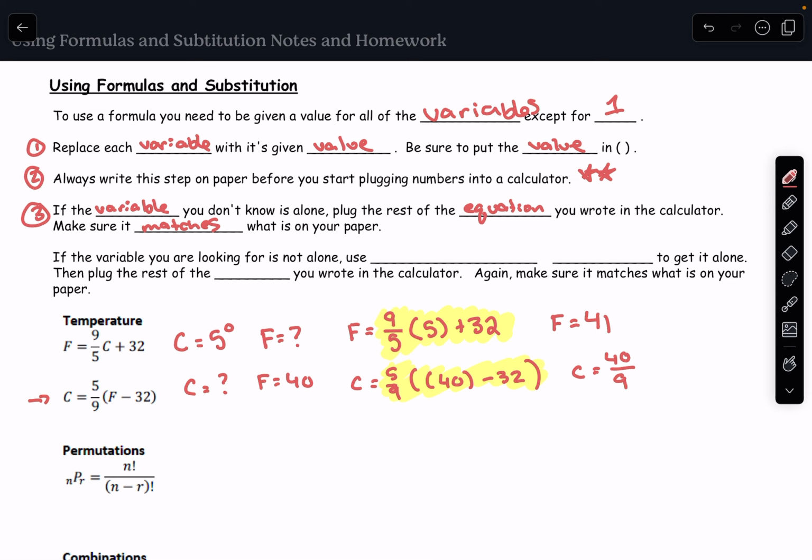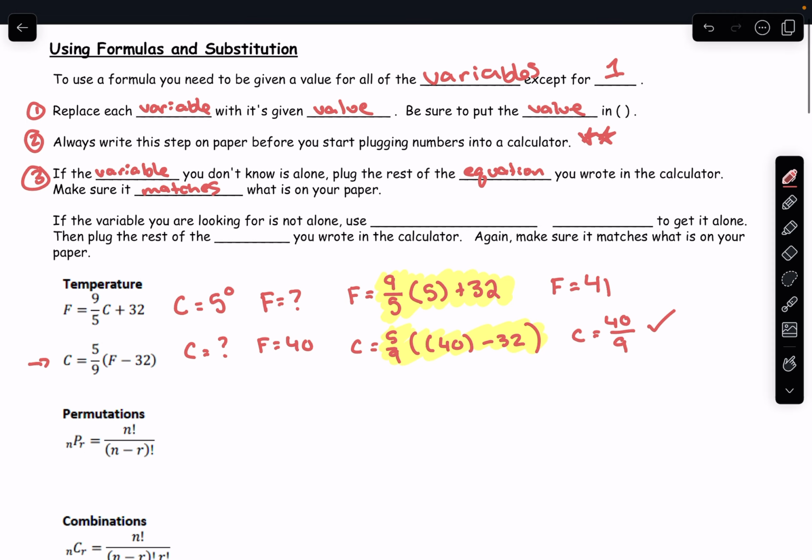Numbers don't always come out nice. You are more than welcome to turn that into a decimal, mixed number, however you want. I love this answer because it's precise, it's clean, and I'm okay with that. So you don't always have to reduce in this class unless something tells you to, but you're welcome to. As long as your decimal is correct, I'm going to give you credit for it.